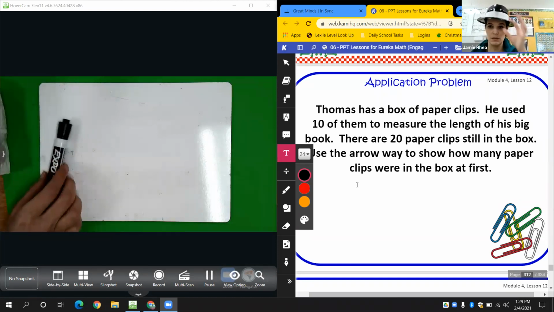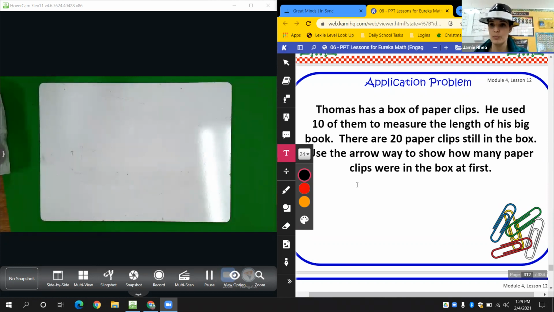We're going to be number detectives. Number detectives do what? They read through the entire problem first so we know what we're supposed to be doing. So let's look and read through. Read with me, okay? Because in a minute, you're going to have to solve too. Thomas had a box of paper clips. He used 10 of them to measure the length of his big book. There are 20 paper clips still in the box. Use the arrow way to show how many paper clips were in the box at first.